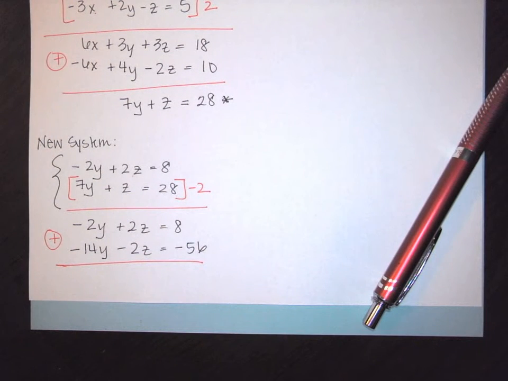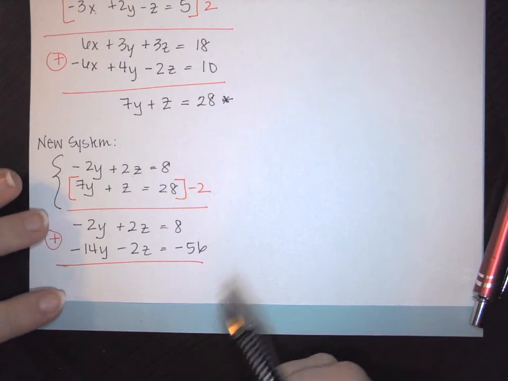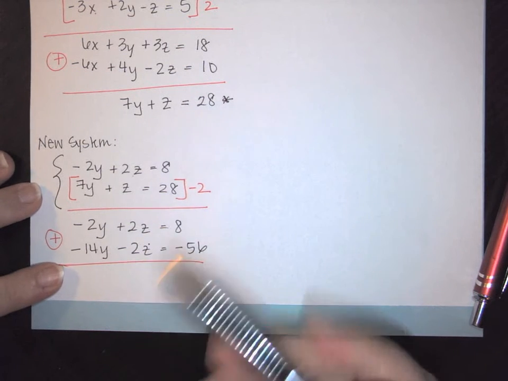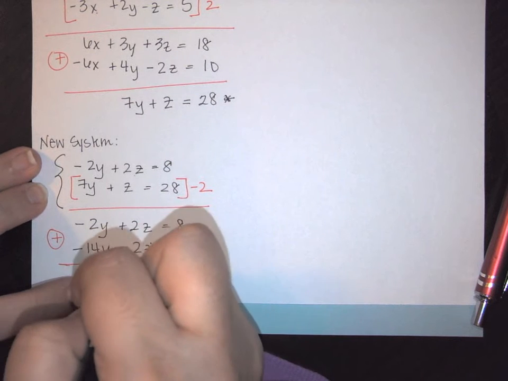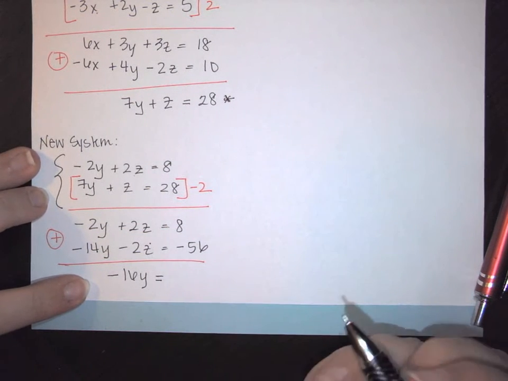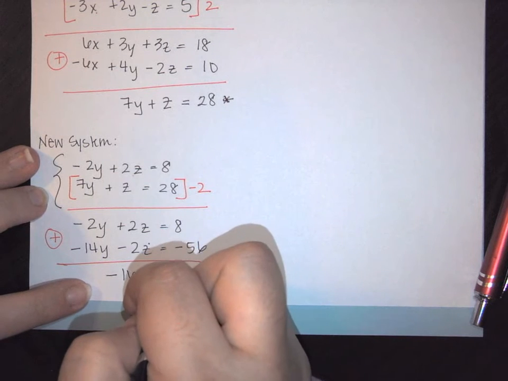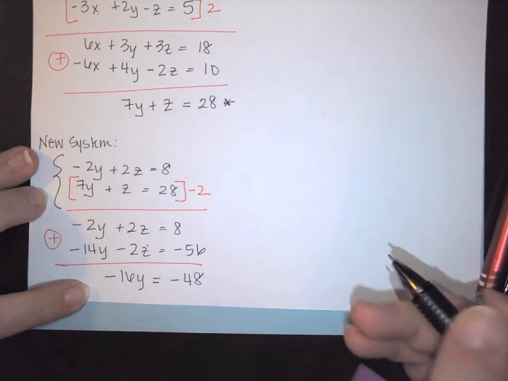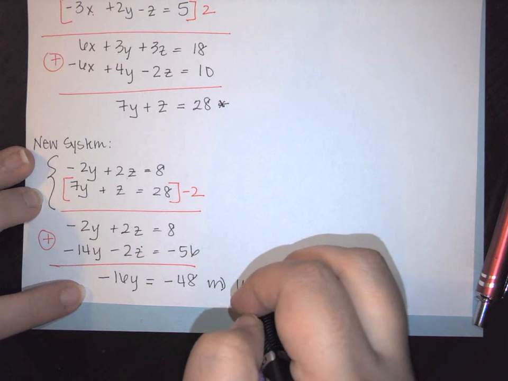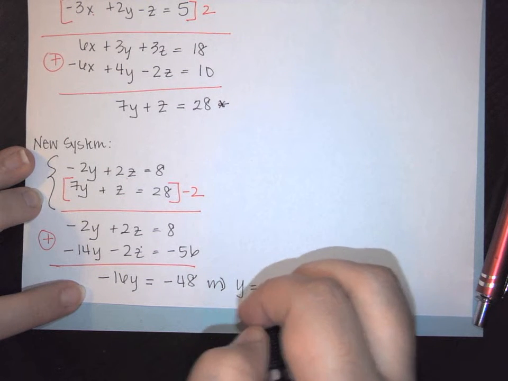Just like before, I can do my old school addition, and what I'm hoping here is that a variable will cancel and I can solve for a solution. So here my z's will go away. Negative 14 minus 2 is going to give me a negative 16y. Negative 56 plus 8 is going to give me a negative 48. So here we just found that y is equal to 3.